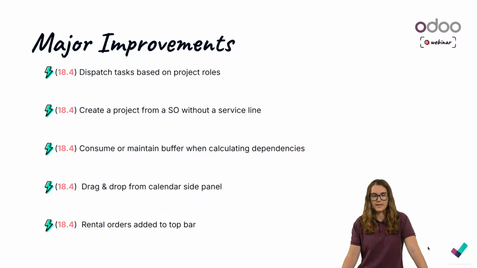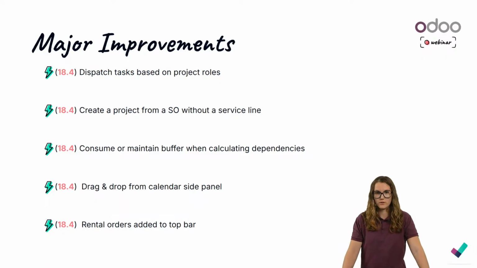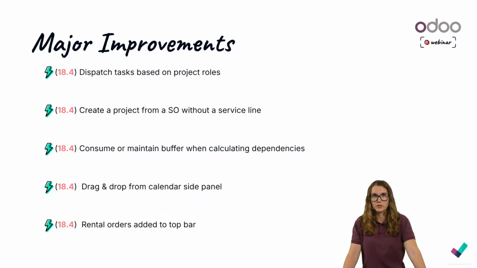And last one here, we have rental orders that were added to the top bar. So here it's a bit like for the milestones that were added to the top bar. We used to have rental orders that were not available, while now you have them in the top bar, such that you have a better integration between projects and the potential other records that you have in other applications.